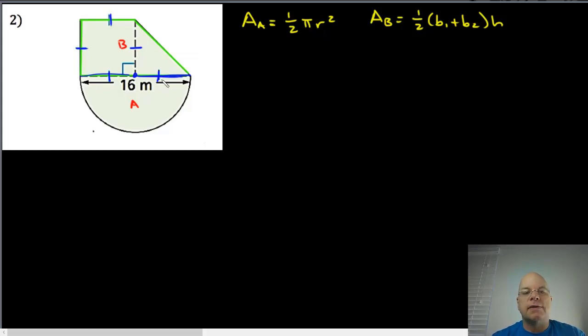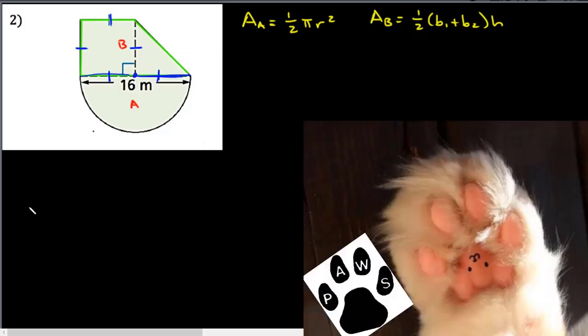So try to get the dimensions you need for these formulas and then substitute them in during the pause. You'll be adding area A plus area B to find the area of the whole figure. Do that during the pause. Come back and see how you did. Paused.